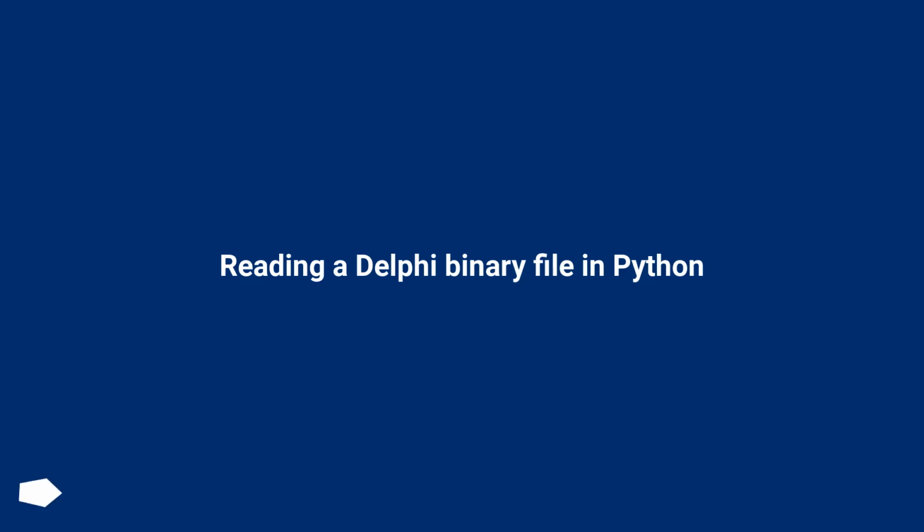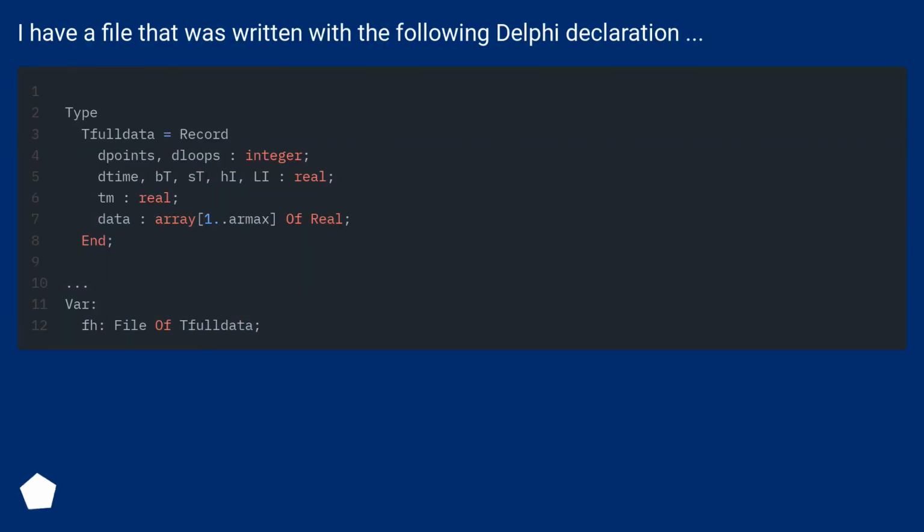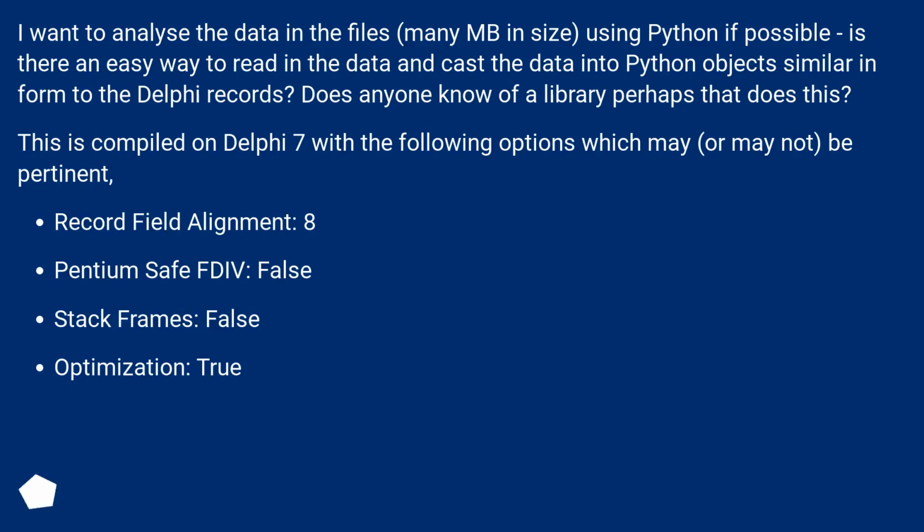Reading a Delphi binary file in Python. I have a file that was written with the following Delphi declaration. I want to analyze the data in the files, many MB in size, using Python if possible. Is there an easy way to read in the data and cast the data into Python objects similar in form to the Delphi records? Does anyone know of a library perhaps that does this?